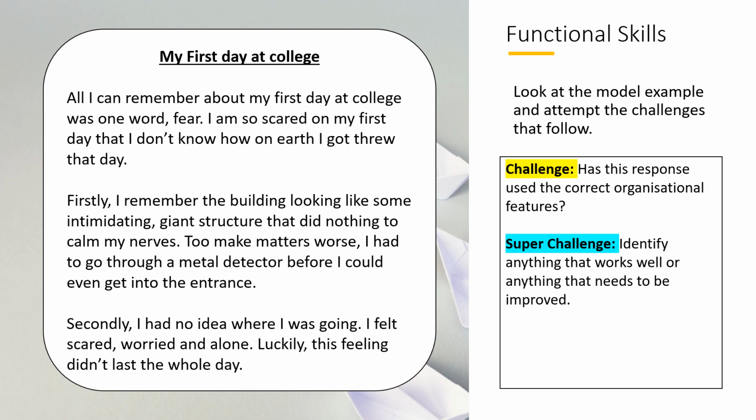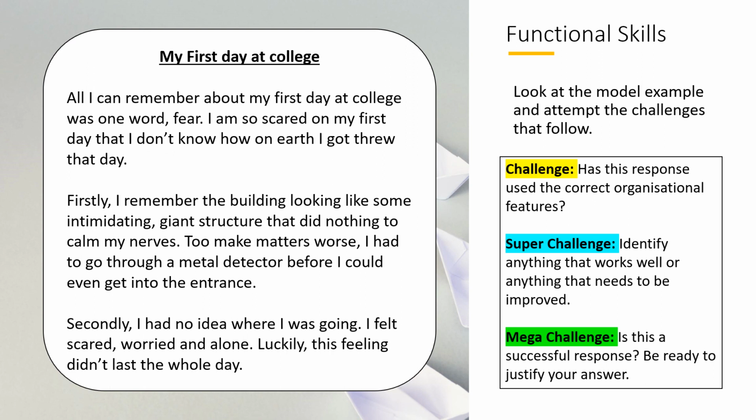With a lot of things in English, it's not about getting perfection, it's about making progress. It's about identifying where the mistakes are and addressing them when we make our own response. And the mega challenge. Do you think this is a successful response? And try and actually justify your answer. If yes, provide some actual evidence, a quotation. What specifically about this makes it effective? Or, if you think it can be improved, how so? What is preventing this response from getting the highest mark possible?